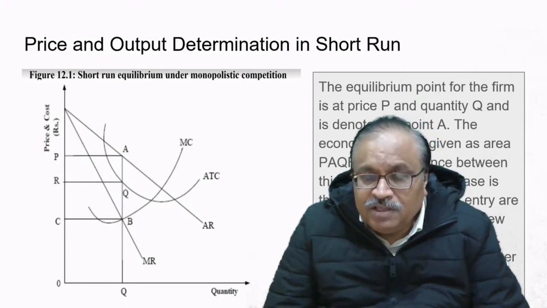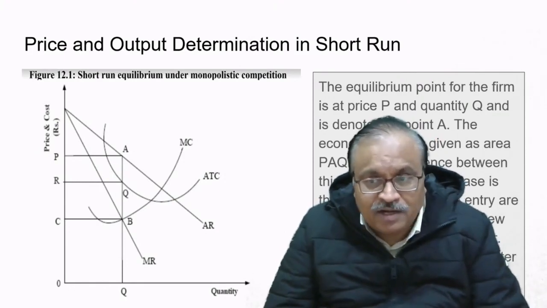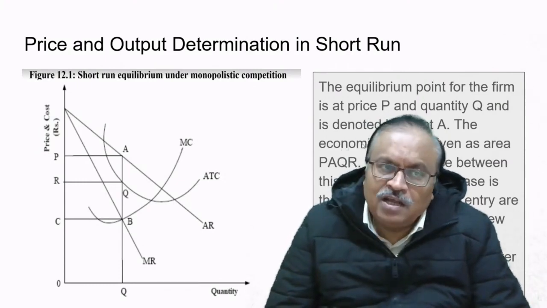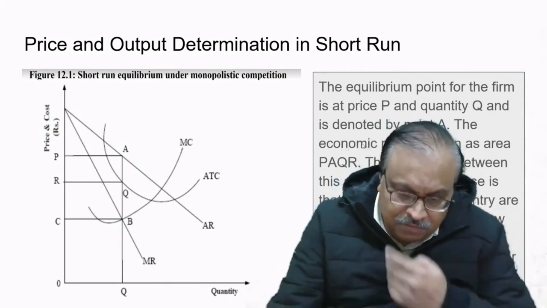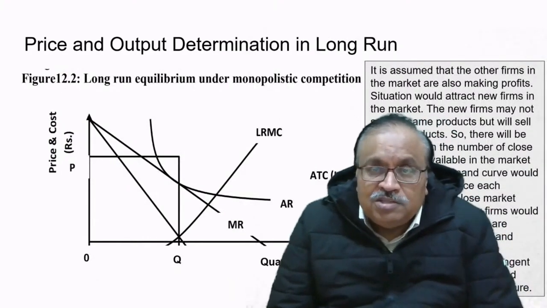The difference between this and the monopoly case is that the barriers to entry are low or weak, and therefore new firms will be attracted to enter. Fresh entry will continue to enter as long as there are supernormal profits. Price and output determination in the long run.